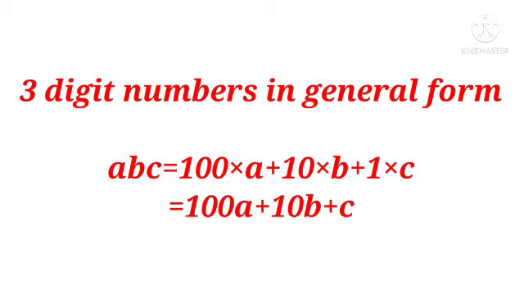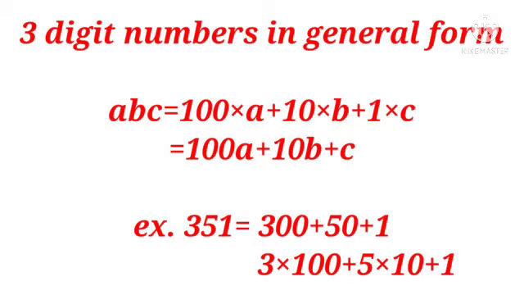In general, three-digit numbers can be written as ABC is equal to 100 multiplied by A plus 10 multiplied by B plus 1 multiplied by C, which is equal to 100A plus 10B plus C. Let us take an example of 351. 351 is equal to 300 plus 50 plus 1, which is equal to 3 multiplied by 100 plus 5 multiplied by 10 plus 1.